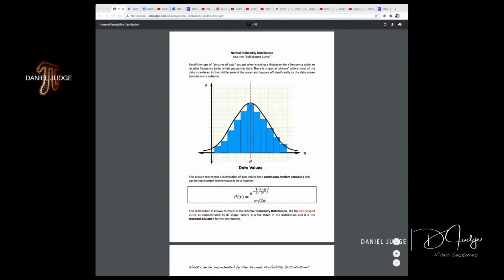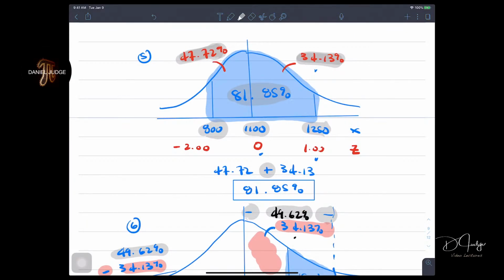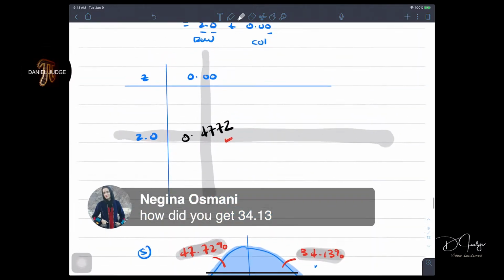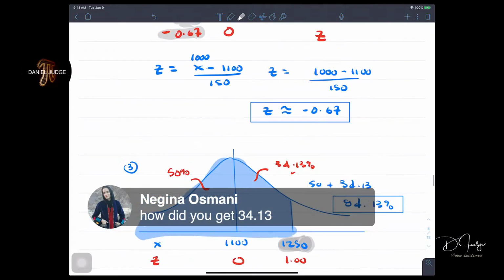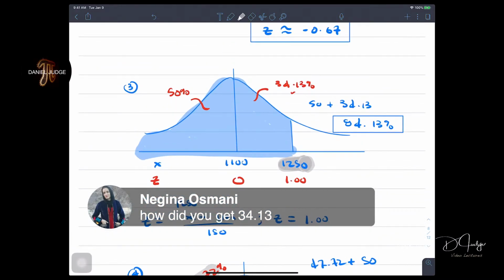So anyway, let's go back here to the iPad Pro. Now, you said, how did we get 34.13? We got that already earlier right up in here. Right here. This question. We need to know from 0 to 1.0. This is a Z-score. So from 0, this portion of the bow is what they're talking about. We already found it in a prior exercise. It's 34.13%. That's where it came from.